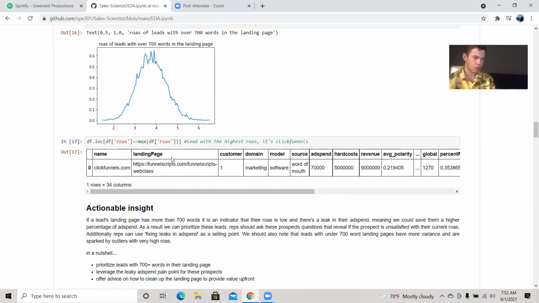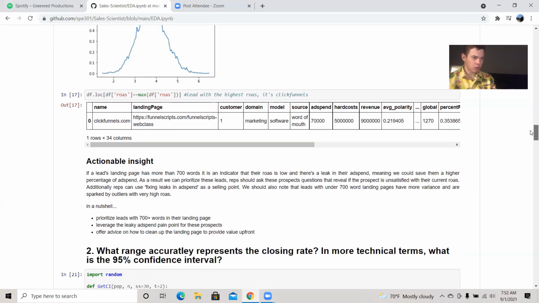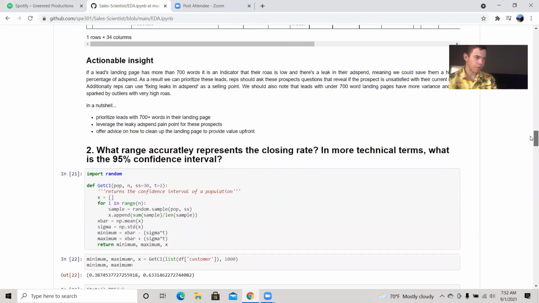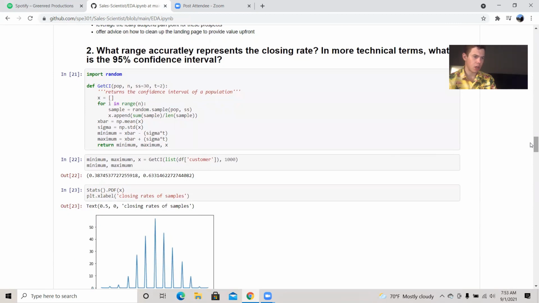So the next one is Actionable Insight. Yeah, I've talked about that. So now I did some confidence intervals. The first one, which isn't really that valuable of a question, is the closing rate, just to kind of practice.